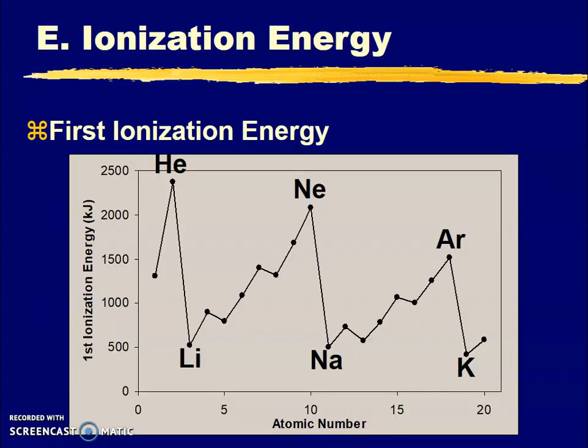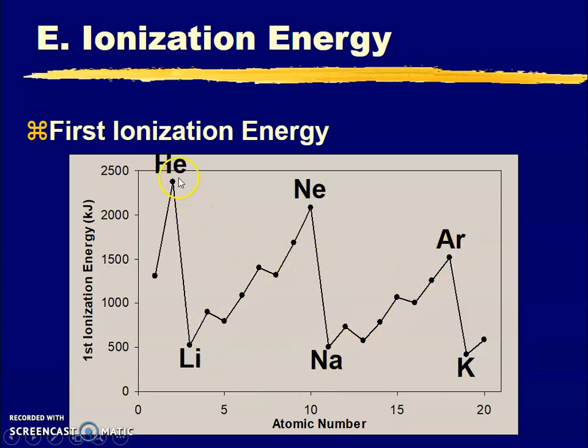Okay, that first ionization energy: how much energy does it take to remove that first electron? If we look here, lithium is at the beginning of a period. So as you move across, that energy increases. It's going up. Sodium begins the next one and it goes up. It takes more and more energy across the period.